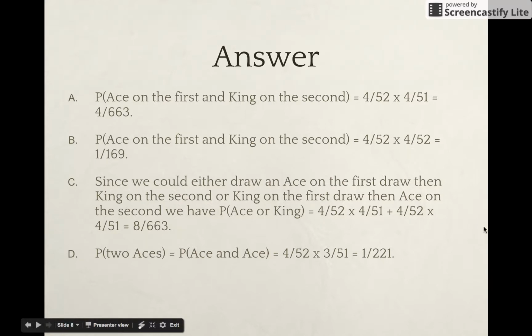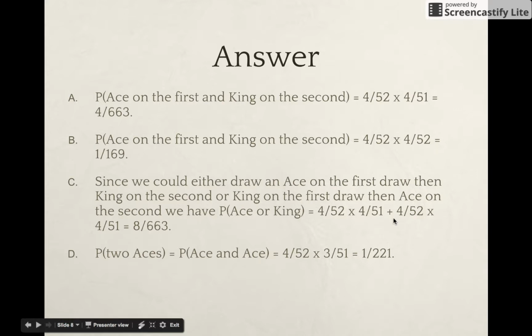In part C, we could either draw an ace on the first draw and then a king on the second, or a king on the first draw and then an ace on the second. So in this problem, we actually have two separate scenarios to consider. The first scenario is that we draw an ace first. So the probability of drawing an ace on the first draw is 4 out of 52, 4 aces in the deck out of the 52 cards. And we're going to multiply that by the probability of selecting a king, given that we've already selected the ace. So that's 4 out of 51.